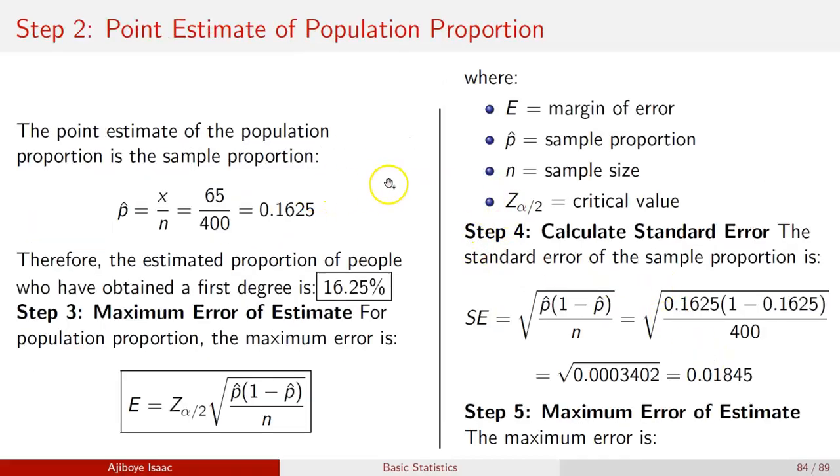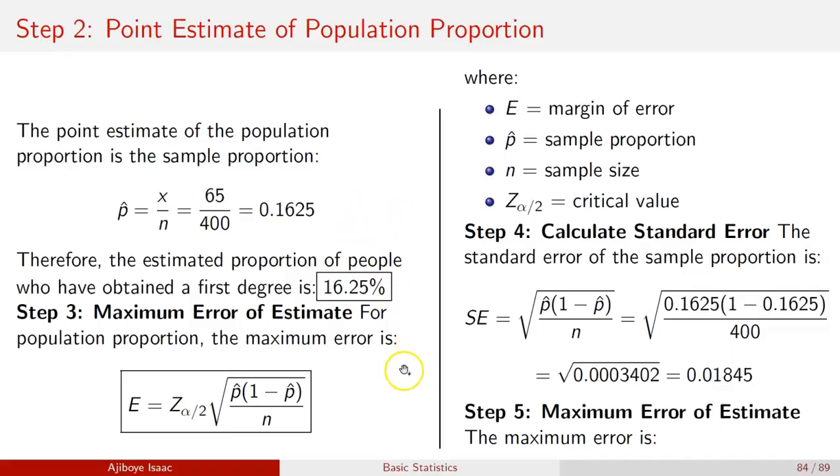To compute a point estimate of the population proportion, we take the 65, which is the number of people with a first degree, over the sample size, which is 400. That gives us 0.1625. That is 16.25 out of the 100. So 16.25% of the sample has a first degree.